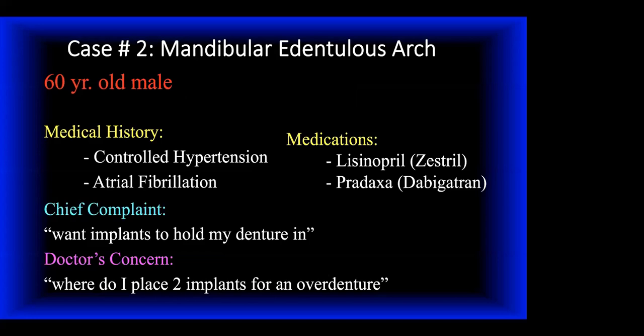Second case, we have a 60-year-old male, controlled hypertension, history of AFib, on lisinopril and Pradaxa. The chief complaint is the patient wants implants to hold his denture in. And the doctor's concern is, where do I place 2 implants for an overdenture in the mandible?